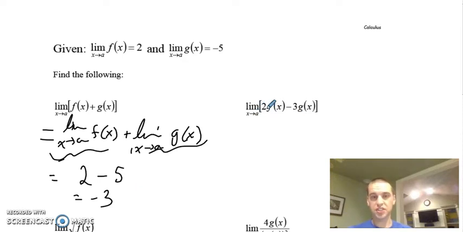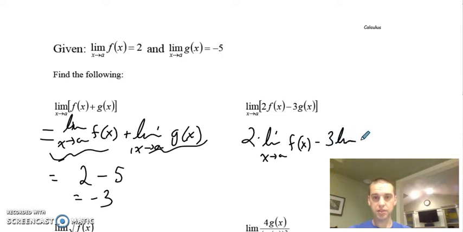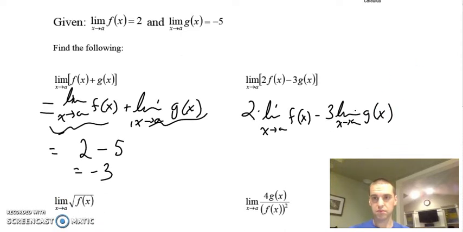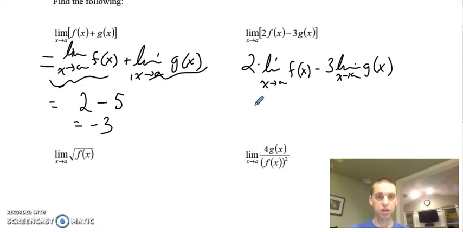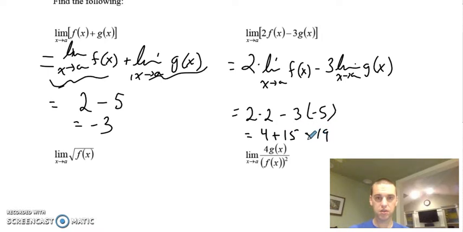For this one, notice that the 2 is a constant, the 2 and the 3. So what we're going to do here is we can write it as 2 multiplied by the limit as x approaches a of f of x minus 3 times the limit as x approaches a of g of x. And then we can go here equals, man, I'm just as bad as you guys, I forget the equal sign, 2 times 2 minus 3 times negative 5. And we're going to get 4 plus 15. It's an equal sign, 19.